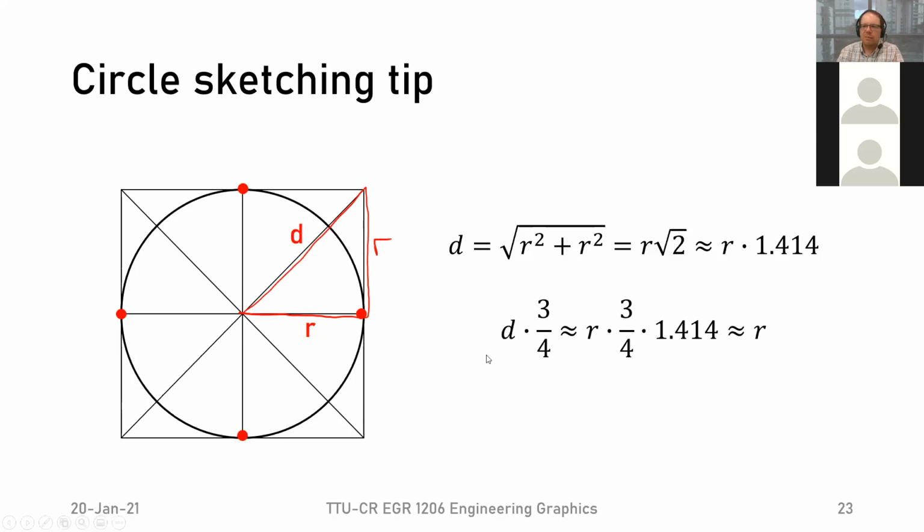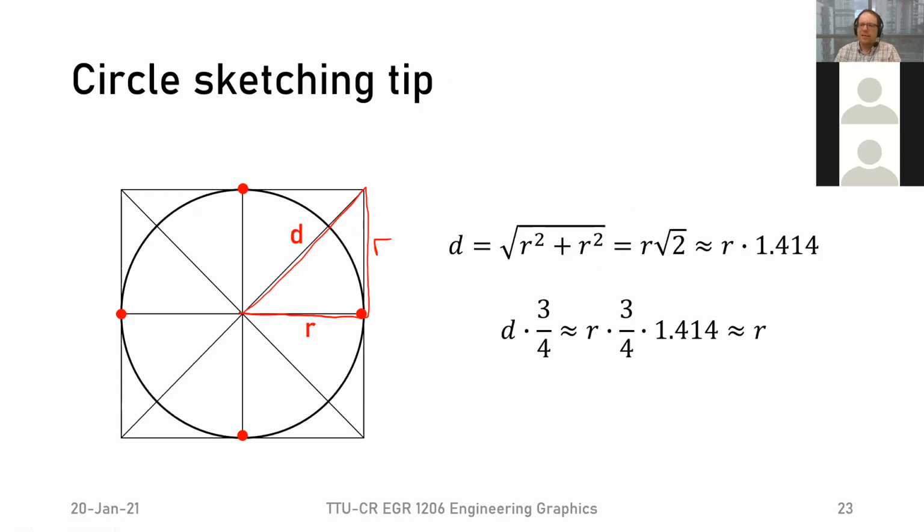Now, of course, based on Pythagoras' theorem, we know that if we want to find the length of D, all we have to do is use the formula: the square root of r squared plus r squared. If we combine those, that gives us r times square root of 2. And if we want to be approximate about it, we can say r times the square root of 2 is about r times 1.414. Square root of 2 is 1.414, right?